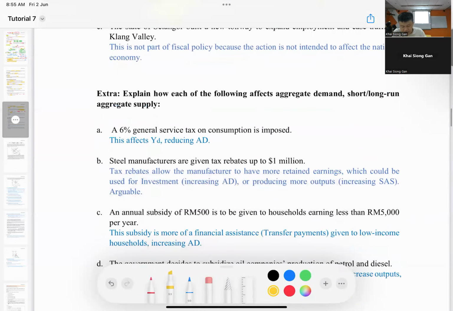Okay, question C, an annual subsidy of 500 is to be given to households earning less than 5,000 per year. This is a bit like financial assistance. Remember last time during Najib's time we had DREAM, right? So this is something like that. It's a financial assistance, a transfer payment given to the low income households. So this increases the aggregate demand.